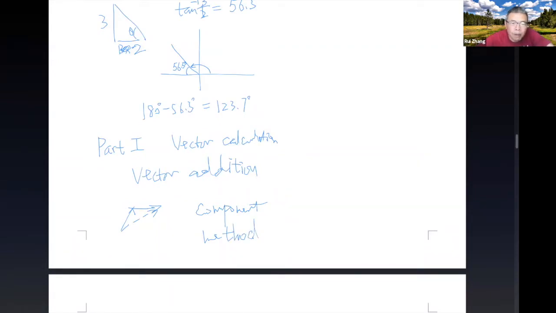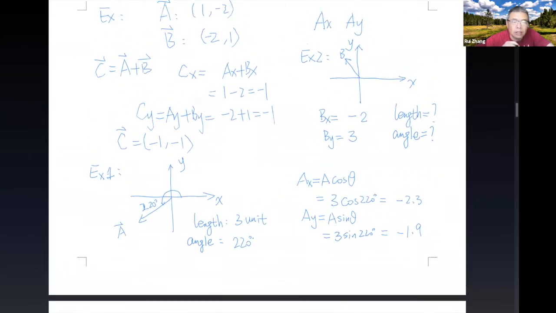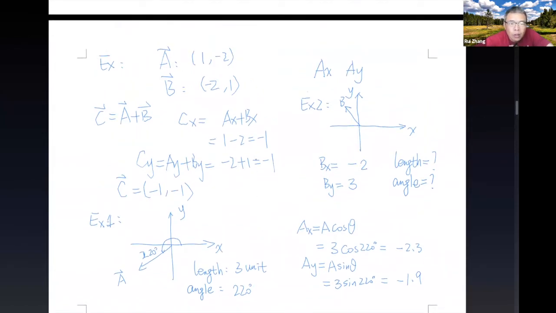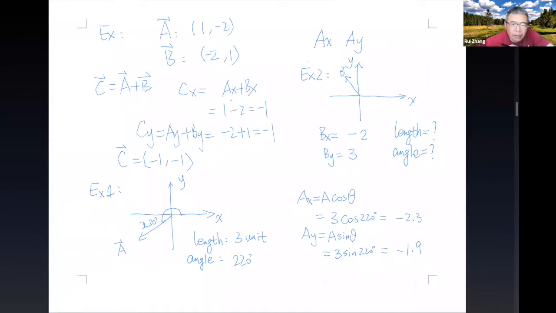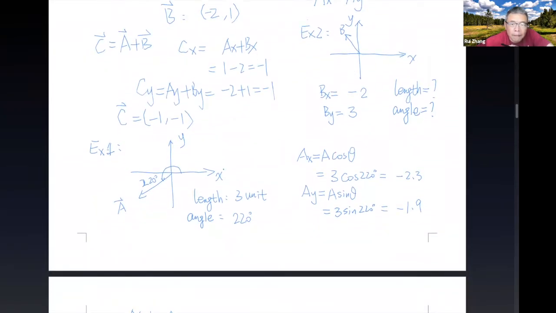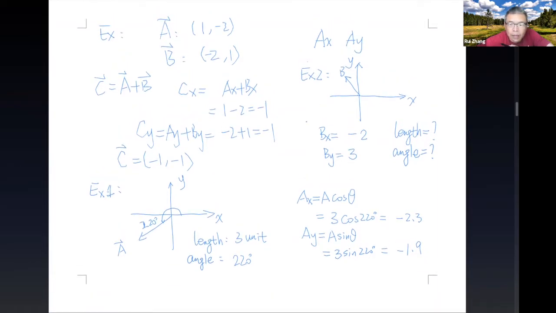So we use the component method. In the component method, there are essentially just three different things you do. The critical step here is to add the x component and y component correspondingly to get the components of the sum. However, in order to get the x and y components, sometimes, given the length and angle, we need to find the components. And sometimes after we get the components of the sum, we want to get the length and angle, so we need to do something like this. So these are three different parts of the whole thing.